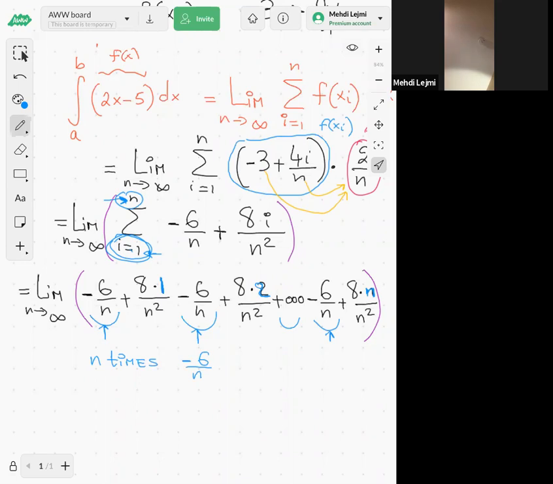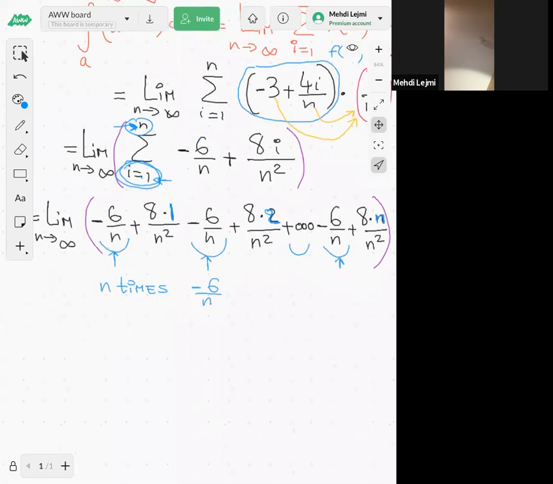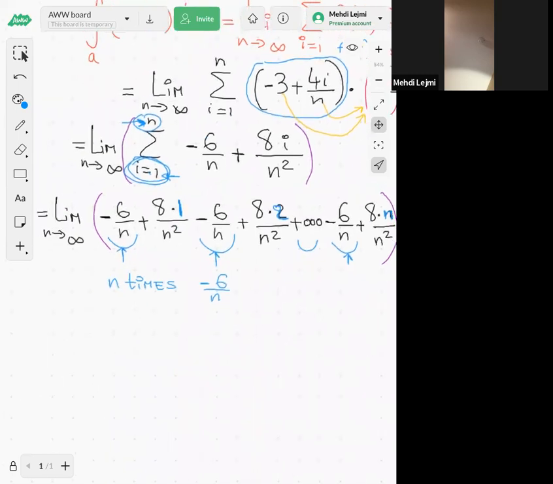So, okay, let me write it down here for you. Because you see these dots here? This is when I replace i by 3, and then by 4, and then by 5, etc., until I arrive at the last index, which is n. So these dots, guys, mean etc., until you arrive at the index n.